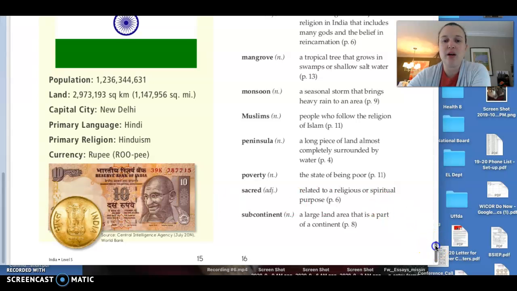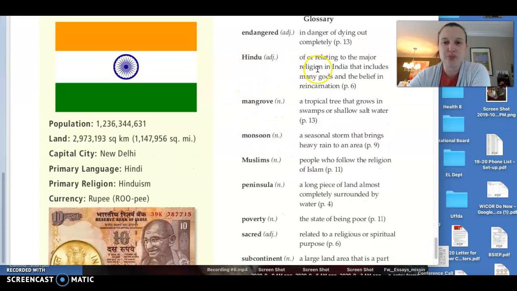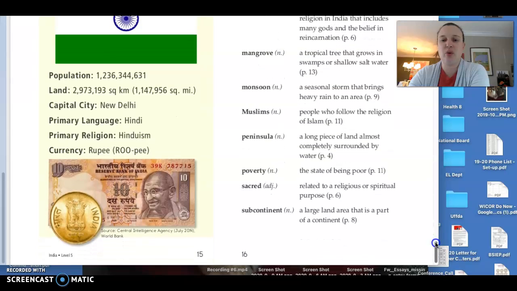And then we have some of the vocabulary words with their definitions here. So for example, we have Hindu. Hinduism is a religion in India that includes many gods and the belief in reincarnation. So they believe once you die, you come back as another person or perhaps an animal or a plant. And so you're reborn again and again. Another word is monsoon, a seasonal storm that brings heavy rain to an area. And there are the other words that were listed in bold.